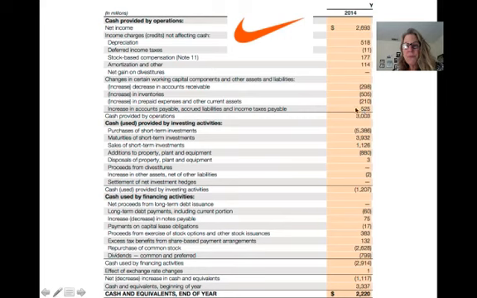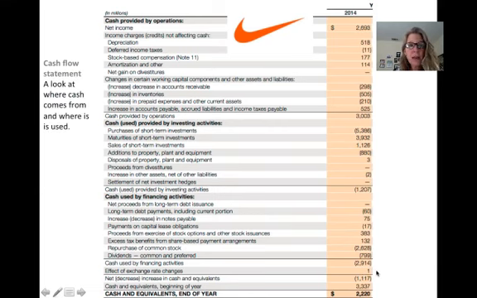So they have the $3 billion inflow, 1.2 outflow in investments, and 1.9 outflow in financing activities. So those together came up with 1.1 billion outflow. And so that's how we look at the cash flow statement.